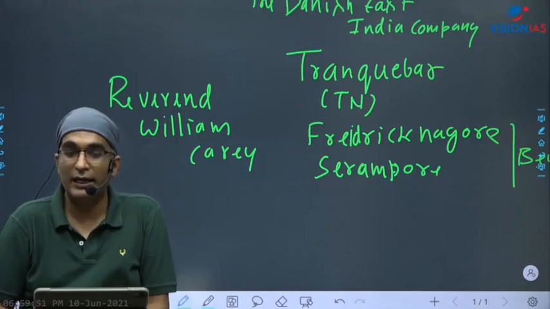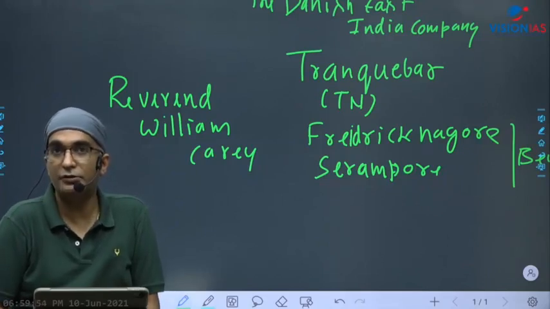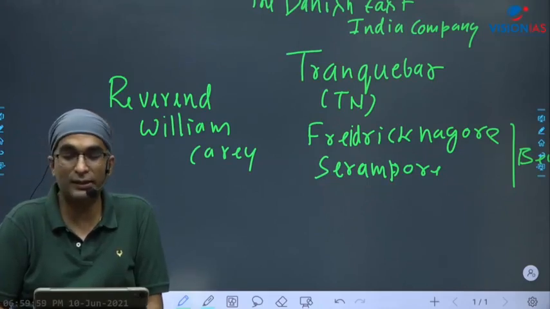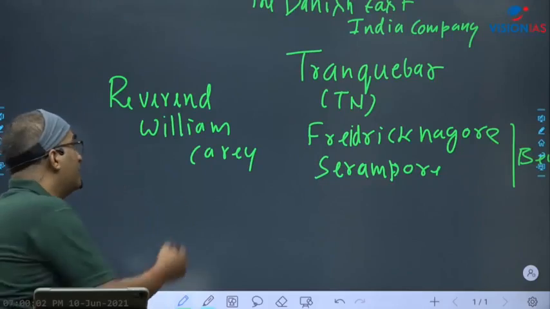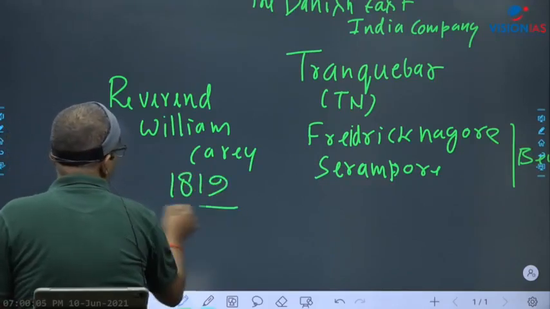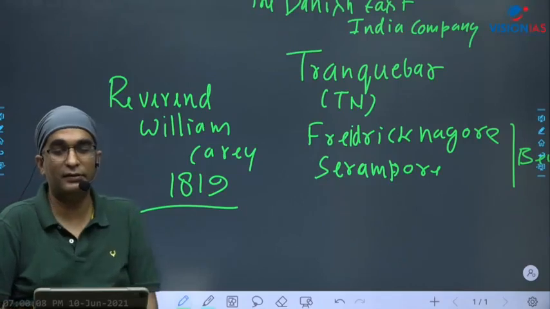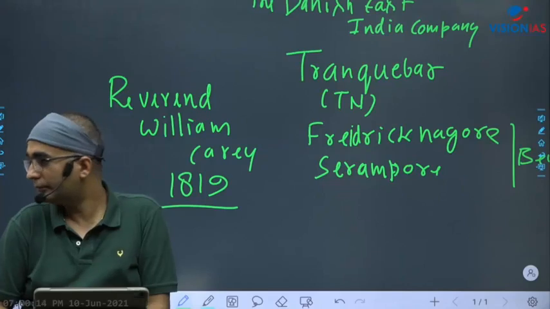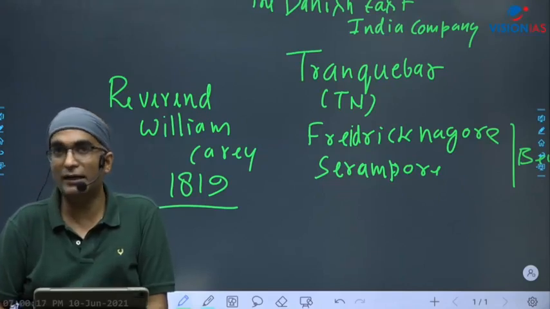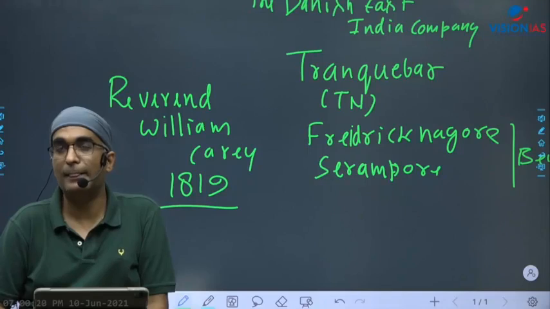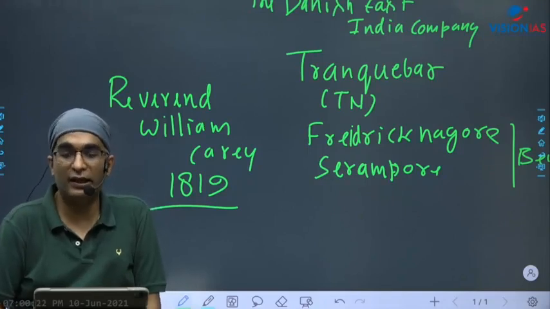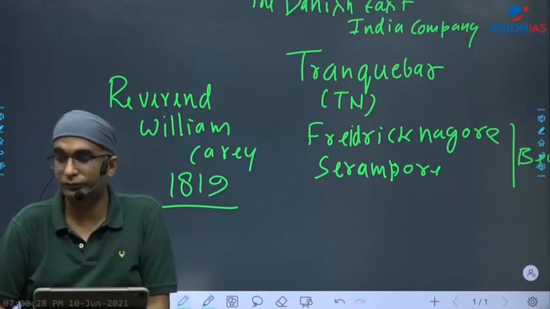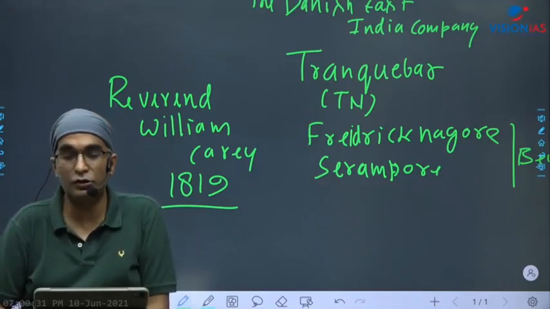Then further we mention, he also established Serampore College in 1819 for providing higher education in Western style. Full stop.